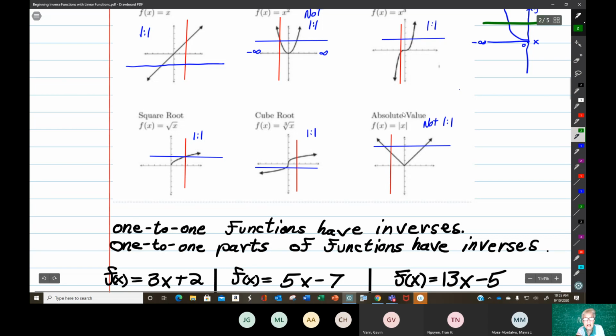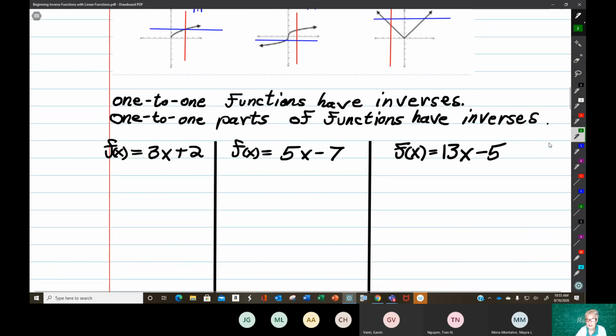Okay, so you could take a part of a non-one-to-one function that's one-to-one. So you could just take that part and work with it. And that happens sometimes. But we're not going to do that. We're just going to do straightforward. It's either one-to-one or it's not. Okay?